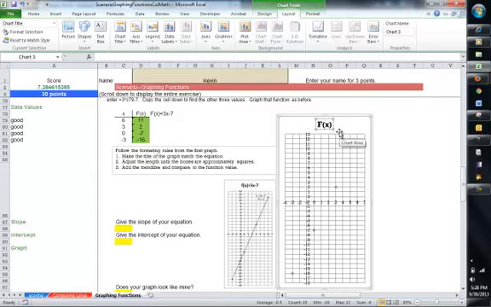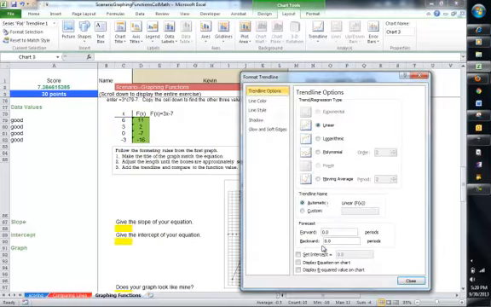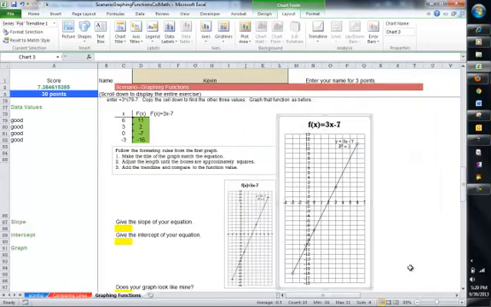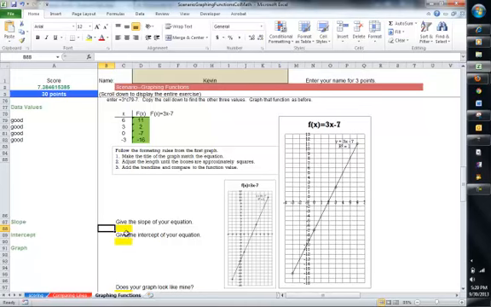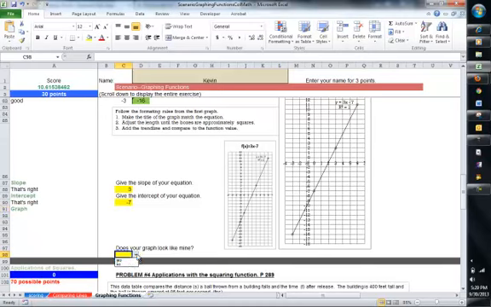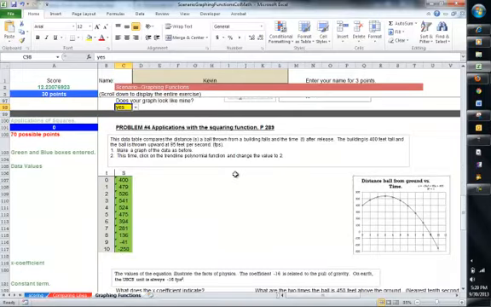Then change the title to f of x equals 3x minus 7. Add the trend line and display the R-squared on the graph. If you notice, it tells us that the slope is 3, and the y-intercept is negative 7. Does your graph look like mine? Make sure it does, because I'm going to go back in and check. You aren't going to get those points without actually having it look like mine.